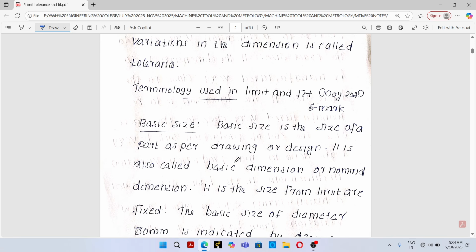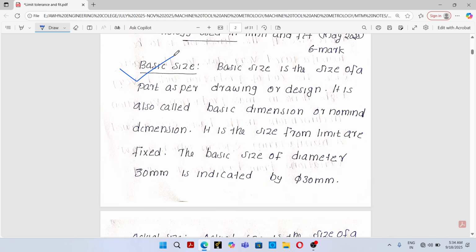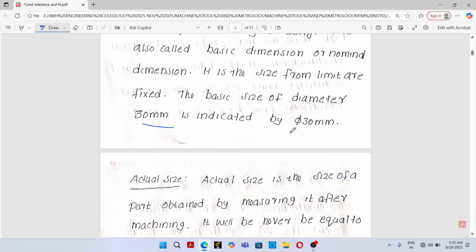Okay, so first one, basic size. Basic size is the size of a part as per drawing or design. It is also called basic dimension or nominal dimension. So basic size is the size of a part as per drawing or design, and it is also known as basic dimension or nominal dimension. It is the size from which limits are fixed. The basic size of diameter 30 mm is indicated by 30 mm.